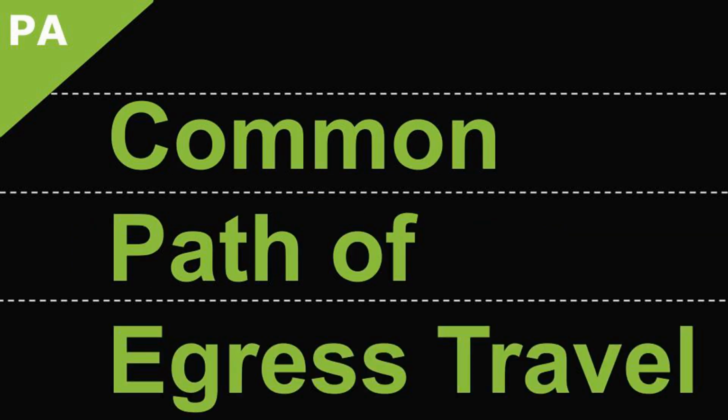Common path of egress travel. Common path of egress travel is the portion of exit access travel distance measured from the most remote point within a story to the point where the occupants have separate access to two exits or exit access doorways. This requirement is defined in Chapter 10, Means of Egress.